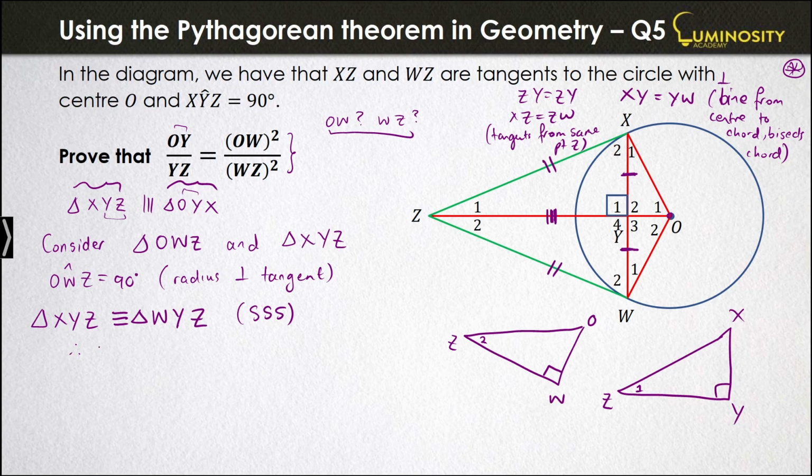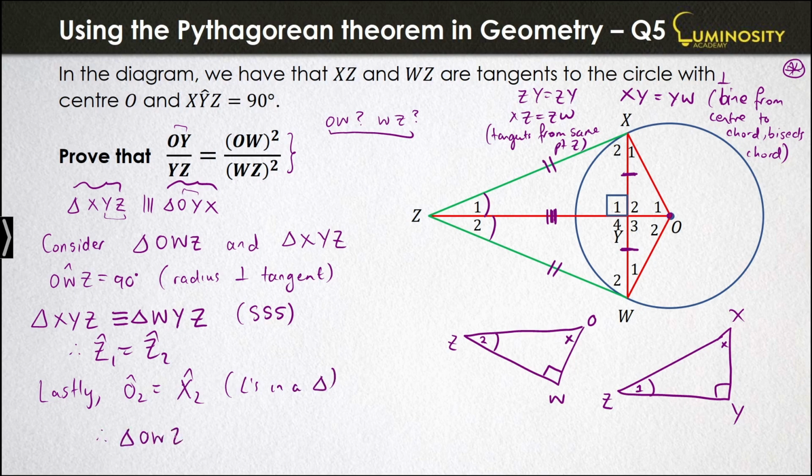So therefore, I can conclude that angle Z1 equals angle Z2. So these two angles are equal. And that helps us because that's what we needed to show for similarity. So therefore, these remaining angles by angles in a triangle must be equal to each other. Okay, so let's put that all together. So I can say lastly, angle, in this case, O2, must equal this angle X2, by angles in a triangle. So therefore, triangle OWZ is similar to triangle XYZ.